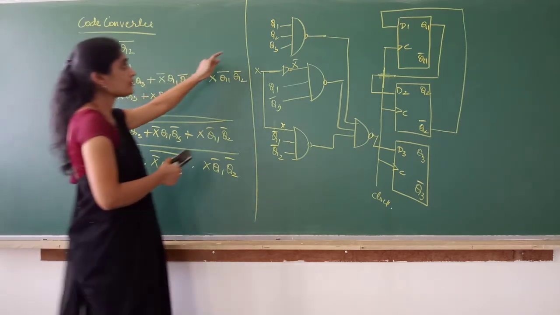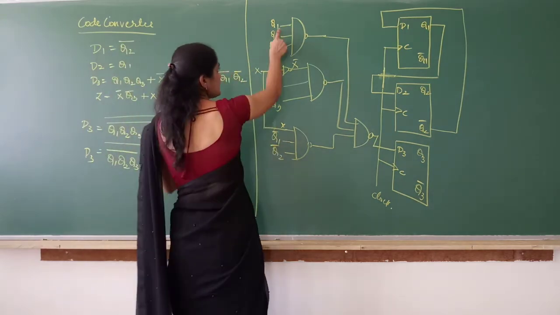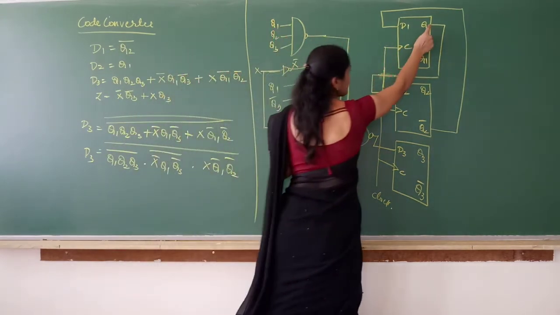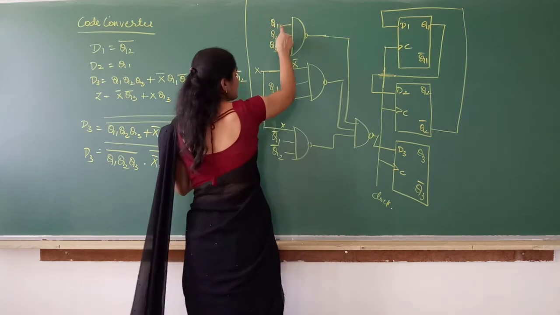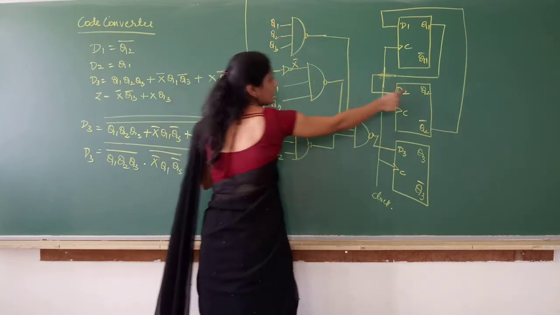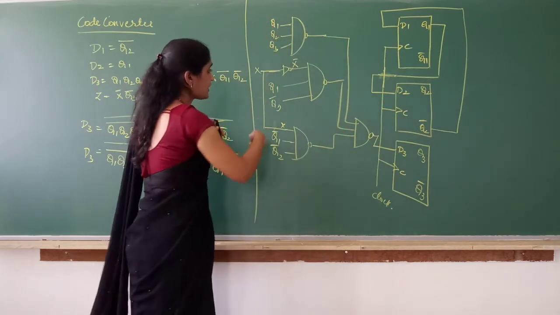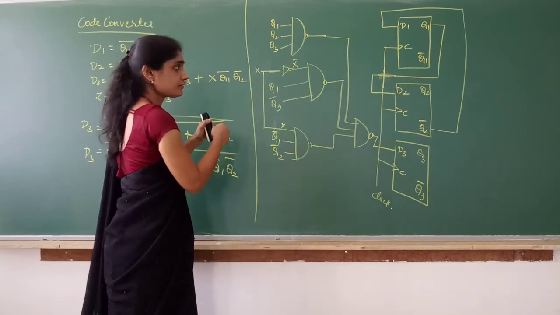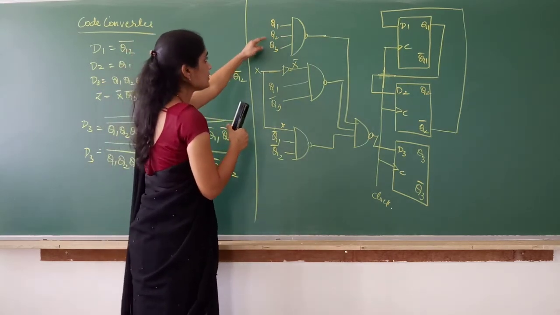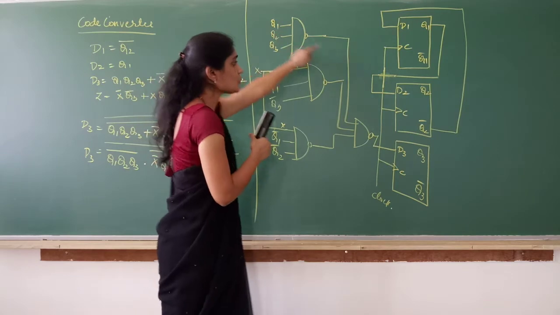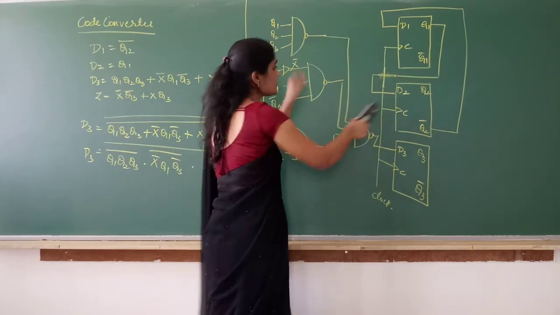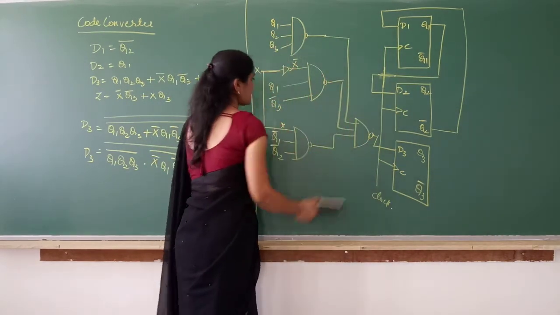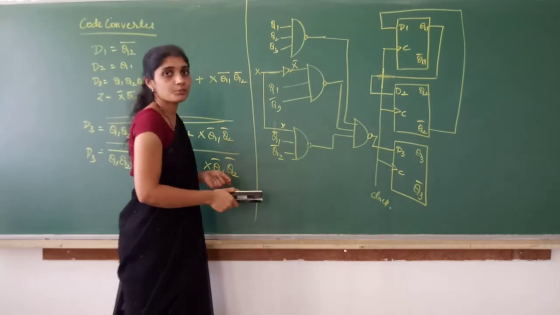And here I am writing Q1, Q2, Q3. This Q1 is taken from here. You can either take a wire like this, but if I connect like that, I think you may get confused. That's why I have written the inputs here. Q1 is the same Q1 here, Q2 is this Q2, Q3 is this Q3. But X is an external input variable.